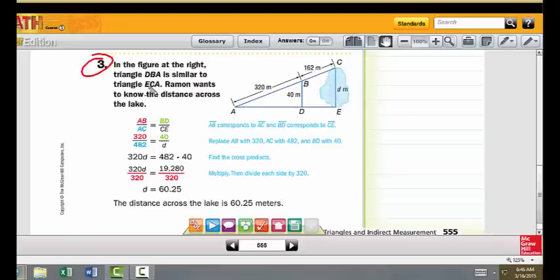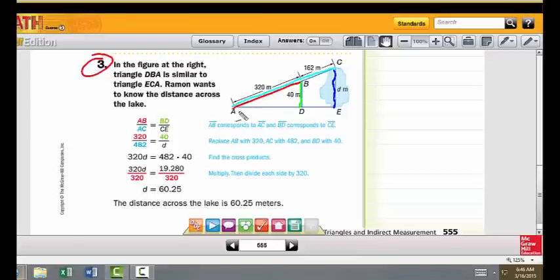In problem number 3, in the figure at the right, triangle DBA, the smaller triangle, is similar to triangle ECA. Ramon wants to know the distance across the lake. So he sets up these two triangles and makes all of these measurements, except of course this measurement right here. So we have the following situation. We have AB, this line here, over AC, which is the full distance here, is equal to BD, which is right here, over CE.